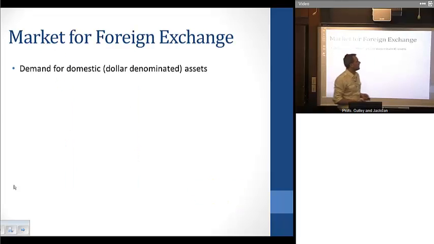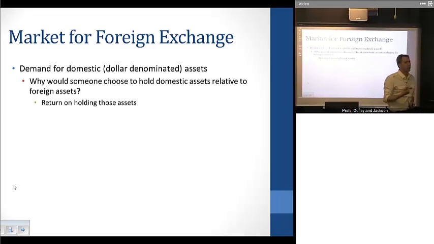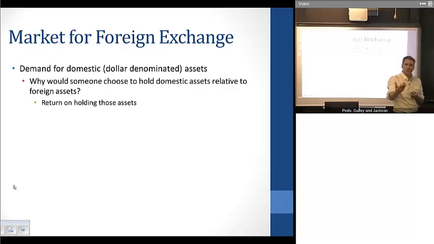Okay. So what about the demand? So we put supply and demand together. That's going to give us our exchange rate. So we need to understand what drives the demand for domestic assets. And the easy answer to this is really thinking about, well, what's the return that I get for holding assets in that particular economy? So that's going to be the driving force for thinking about what drives demand for holding domestic assets relative to foreign assets.